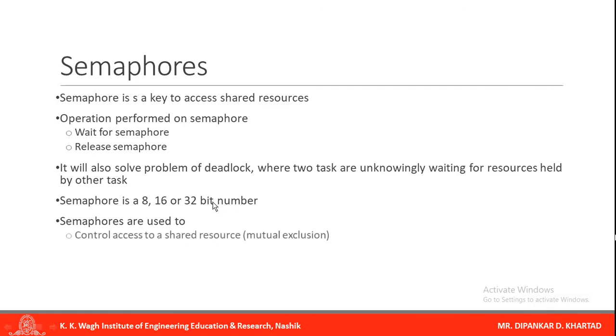Semaphores are used to, first one, control access to shared resources, that is mutual exclusion. Second is signal the occurrence of an event, and last one is allow two tasks to synchronize their activity. So these are the various important functions done by a semaphore. First one is control access to shared resources, that is the best one. Second is signal the occurrence of an event. And last is allow two tasks to synchronize their activities.